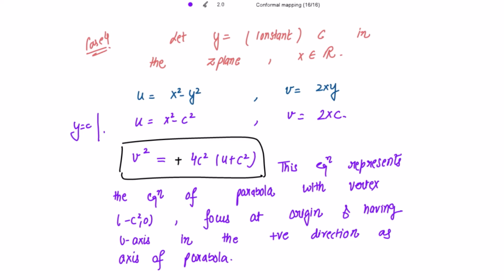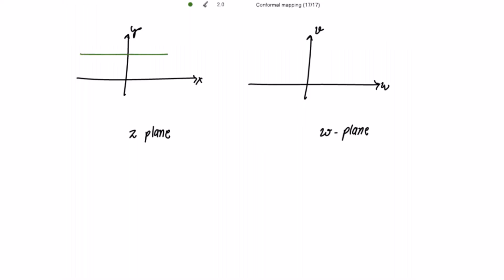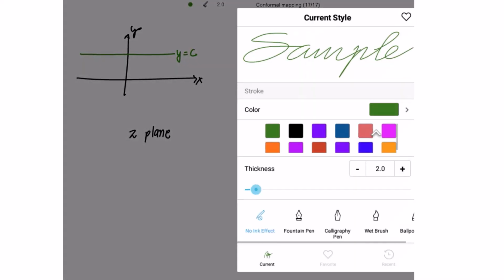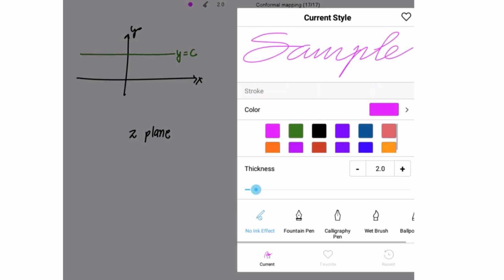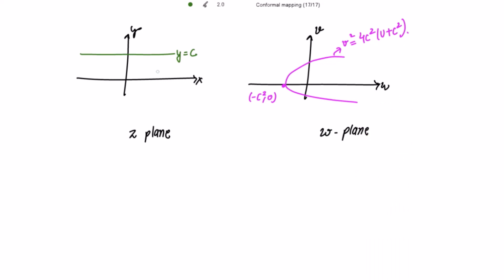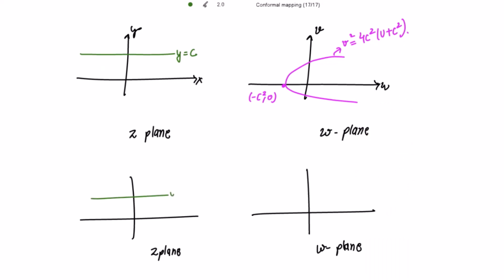So let's draw this. So taking y equal to c, for this we are getting the parabola in the w plane as this. So this is your point, negative c square comma 0, and the equation of parabola is v square equal to 4c square into u plus c square. Similarly, for y equal to, let's say, d, this is your y equal to c, and taking y equal to d.